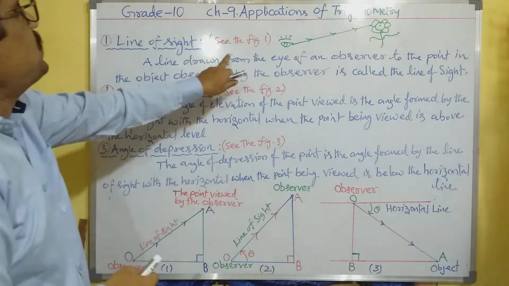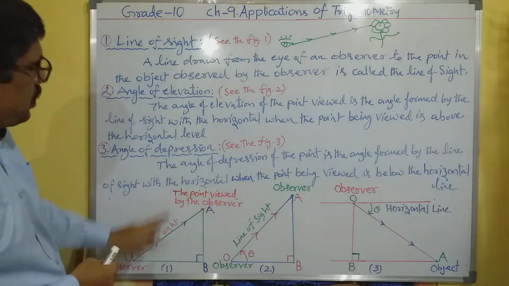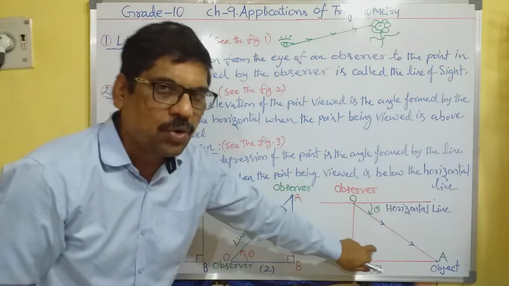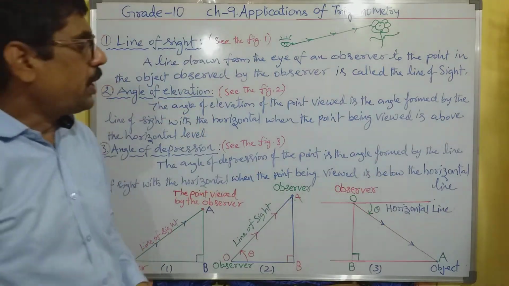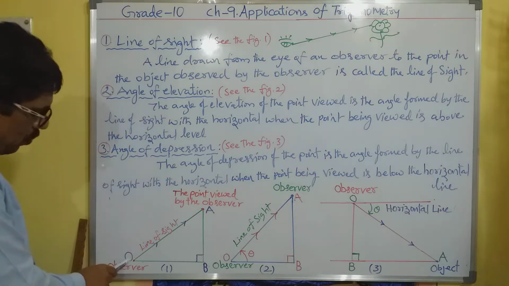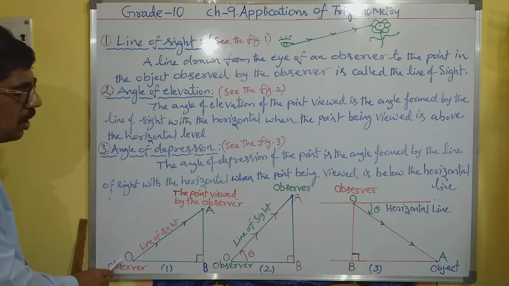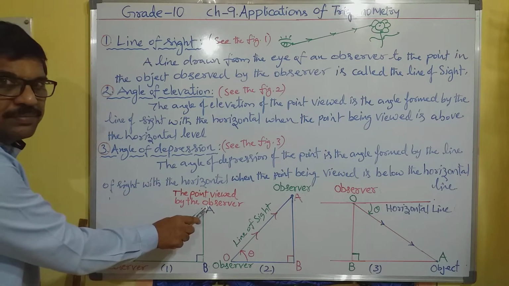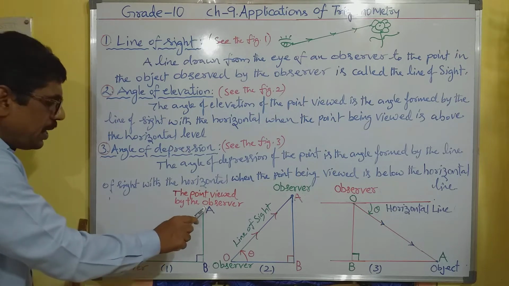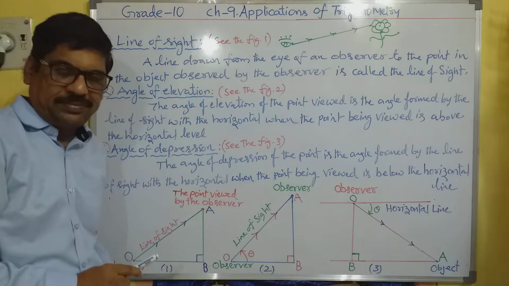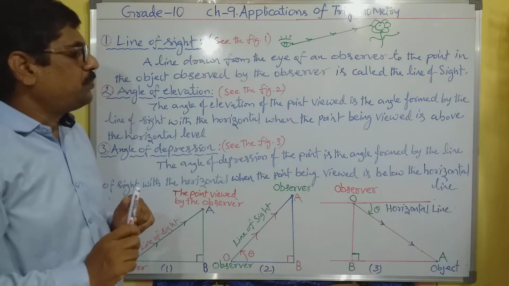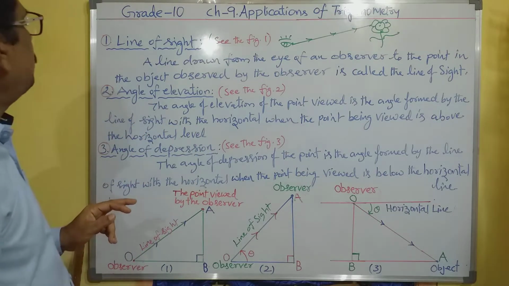Look at the first picture, figure 1. For the first diagram, for the second one here, and the third one here, I have drawn the diagrams. Now look at the first one. Here O is the observer and the object is at A. Now the line from O to A is the line of sight. It is very simple to understand. Now look at the second one.